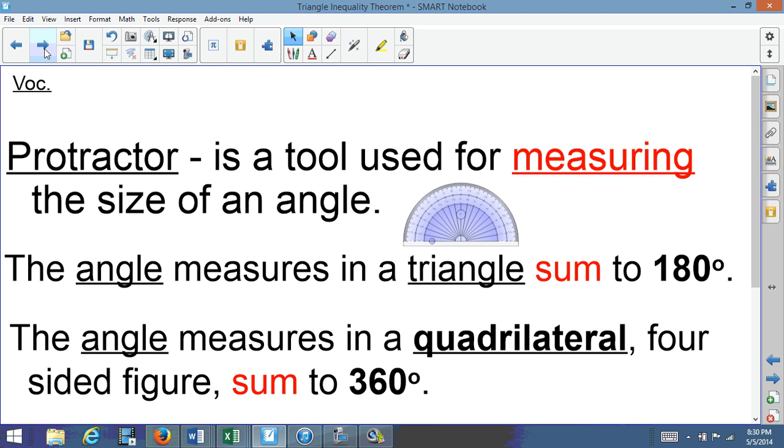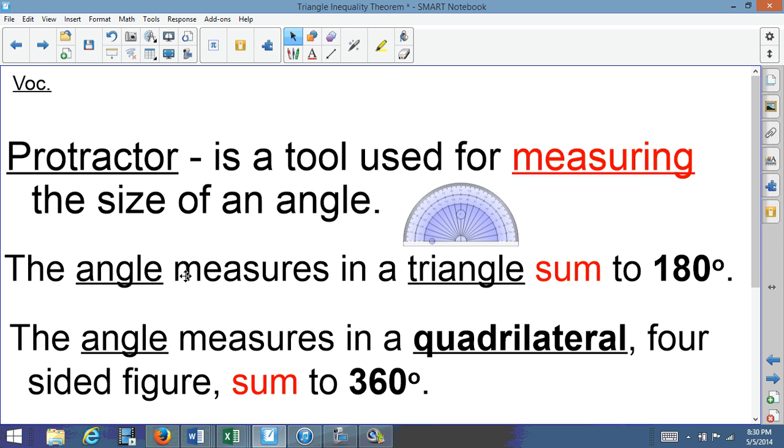First, we need to know a protractor is a tool used for measuring the size of an angle. Here's a picture of a protractor. The angle measures in a triangle sum to 180 degrees. So that's important to know. All the angles add up to 180 degrees.